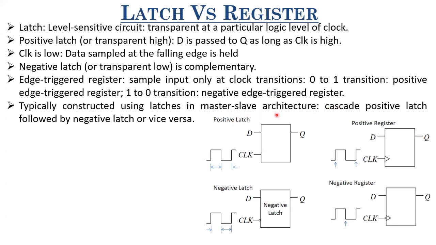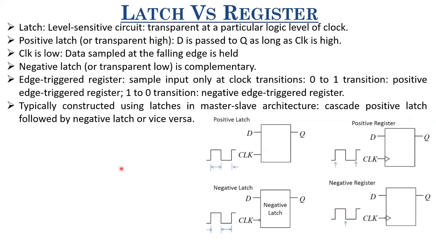So what exactly is master-slave architecture? It's the most common architecture to construct registers with latches. What we do is cascade two complementary latches. If we cascade a negative latch as master and a positive latch as slave, then it's a positive edge triggered register. If we cascade a positive latch as master followed by a negative latch as slave, then it's a negative edge triggered register.